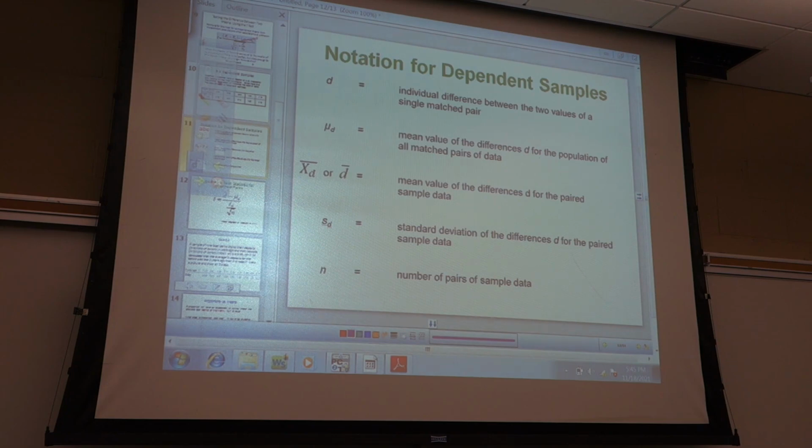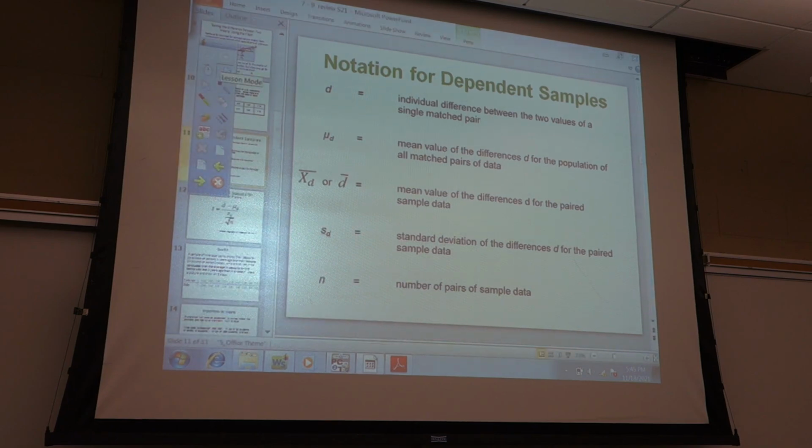Notation for dependent samples. D equals individual difference between the two values of a single matched pair. Mu D equals mean value of the differences D for the population of all matched pairs of data. X bar D or D bar equals mean value of the differences D for the paired sample data. SD equals standard deviation of the differences D for the paired sample data. N equals number of pairs of sampled data. Perfect.